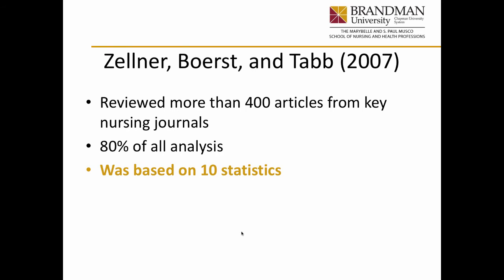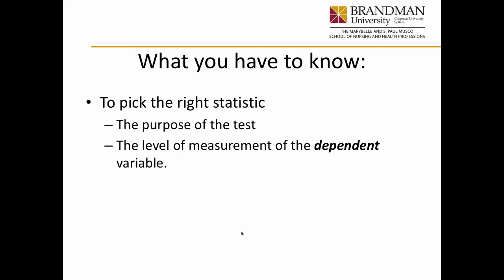You can do that. You're doctorate students. I have faith. So, in order to pick the right statistic, the only magic in there, and there's none of this witches at a cauldron, double, double, toil and trouble, right? All you need to know is the purpose of the test and the level of measurement of the dependent variable. Okay? Two things: the purpose of the test and the level of measurement of the dependent variable.